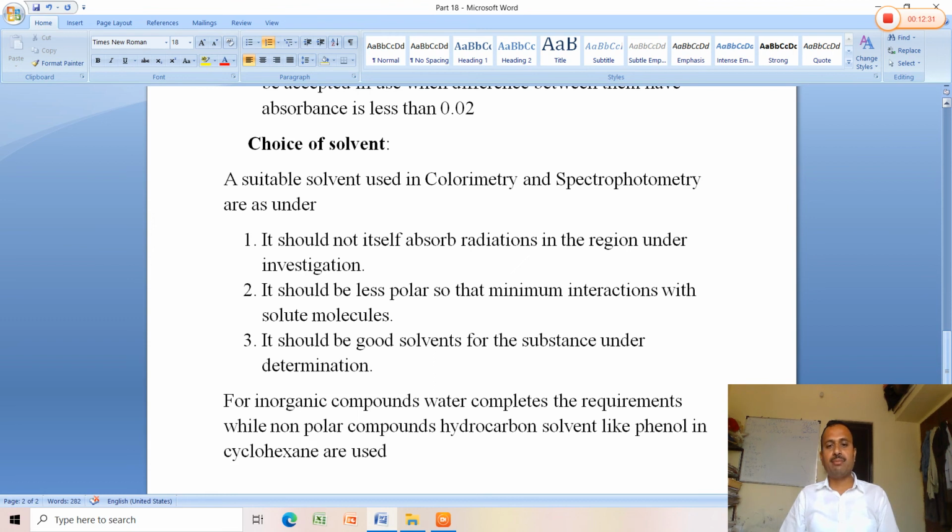For inorganic compounds water completes the requirements, while for non-polar compounds, hydrocarbon solvents like phenol in cyclohexane are used. So water is useful for inorganic compounds, no doubt, but for organic compounds hydrocarbon solvents are selected. For example, phenol in cyclohexane.